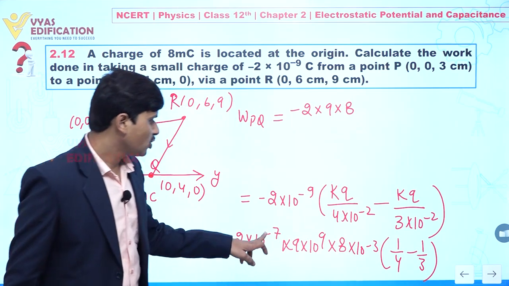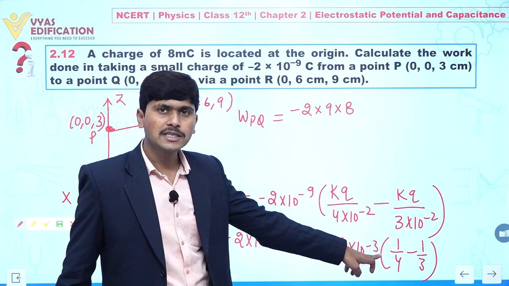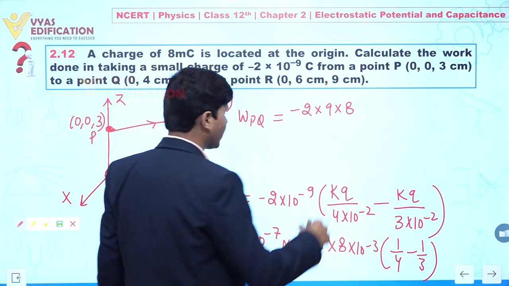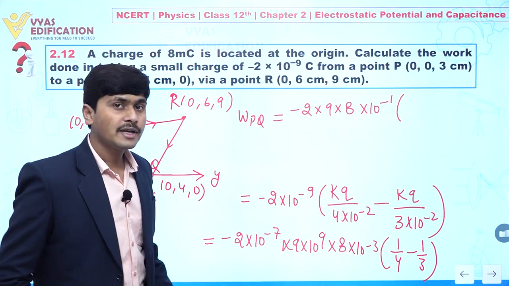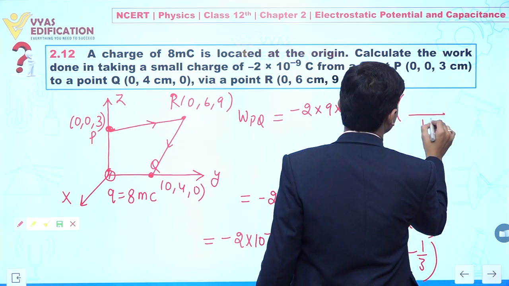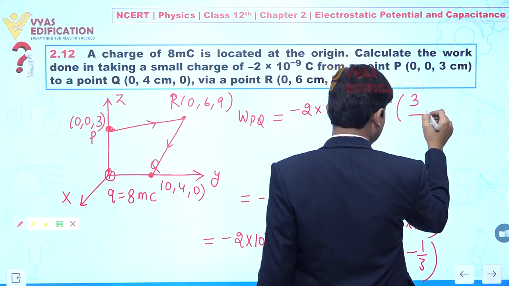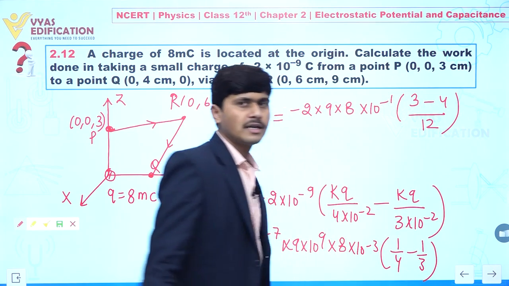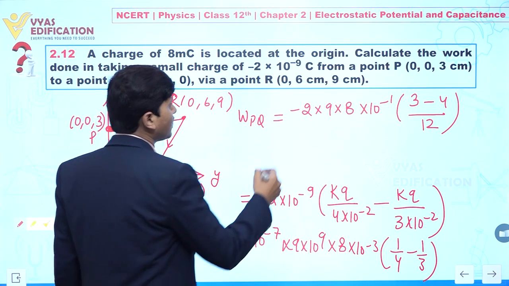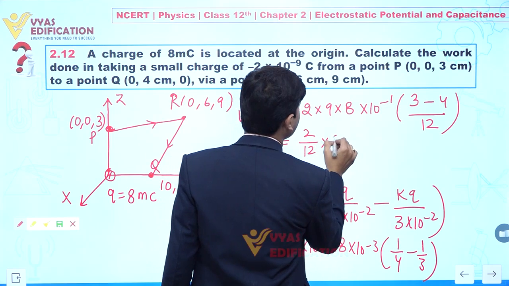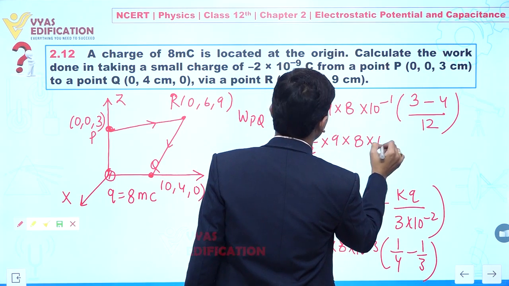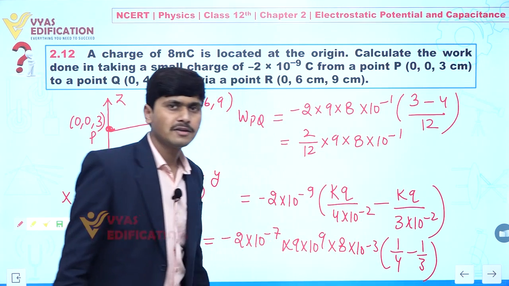Clear? 10 to the power minus 7, 10 to the power minus 3 minus 10. This is 10 to the power minus 1, 10 to the power minus 1. Now if we take the LCM here, we can see this is 12. We can say this is 3 minus 4, so this is minus 1 by 12. So we can see minus minus plus 2 by 12 into 9 into 8 into 10 to the power minus 1. Clear?